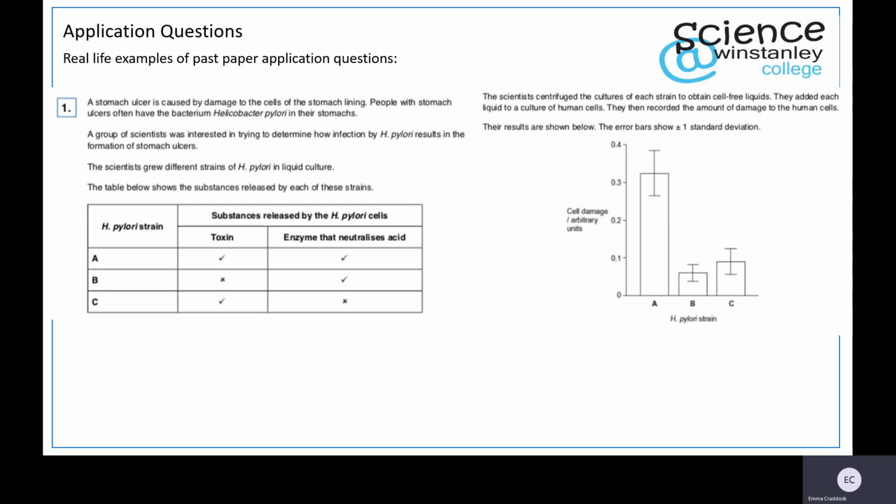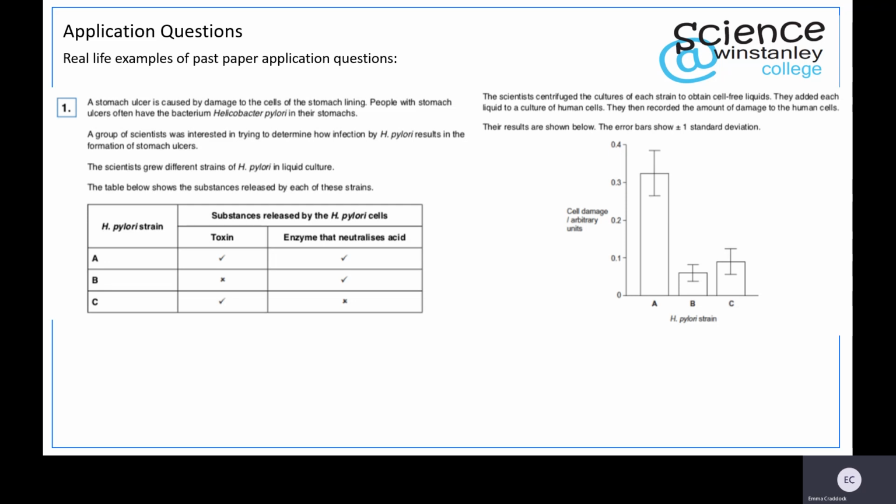You can see that strain A releases a toxin and an enzyme that neutralizes the acid. Strain B only releases the enzyme, and strain C only releases the toxin. Okay, so it's asking about H. pylori, which you might not have heard about before, but you've heard of bacteria. So you do have knowledge to answer this question. The scientists then centrifuged the cultures of each strain to obtain cell-free liquids. You've done centrifugation, so you should be able to answer this question. Even though you've not really heard about centrifuging to make cell-free liquids, you know how a centrifuge works and what the basic principles are.